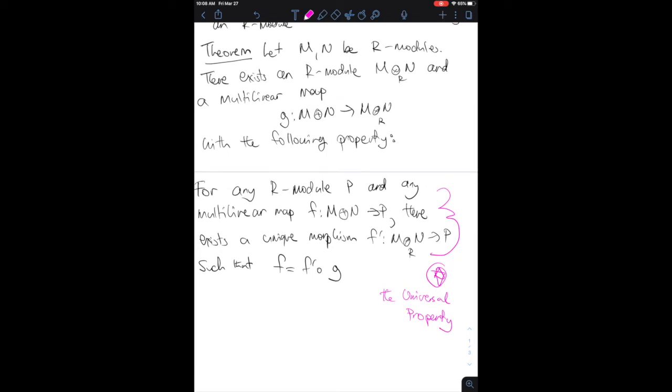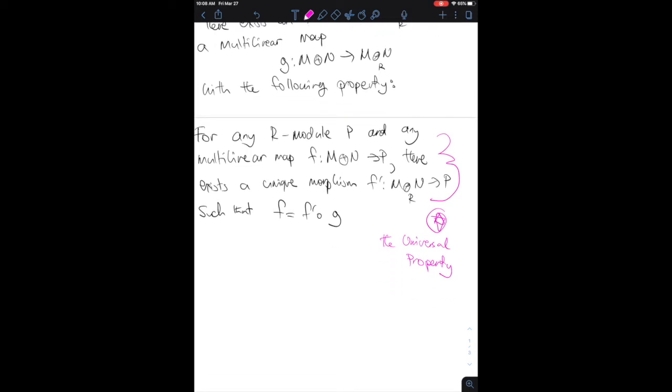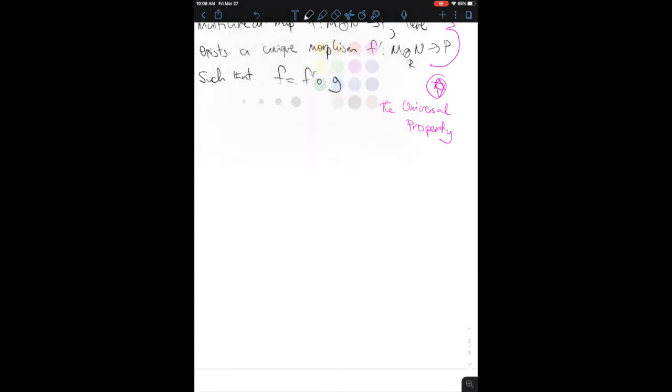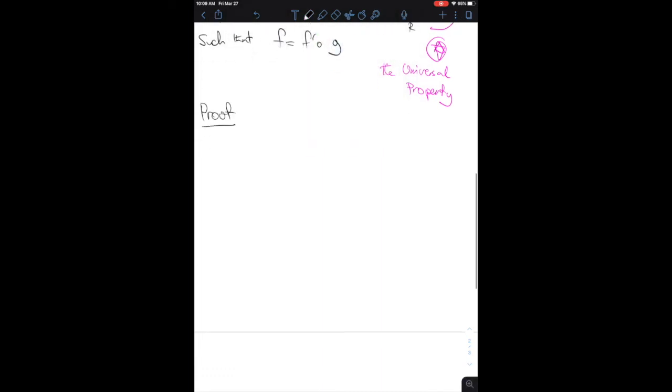Okay, so the content of this theorem is that the tensor product, which comes equipped with a multilinear map from the direct sum to the tensor product G, has the property that any R module P together with a multilinear map from M plus N to P factors through a unique morphism from the tensor product to the module P. Okay. So proof.